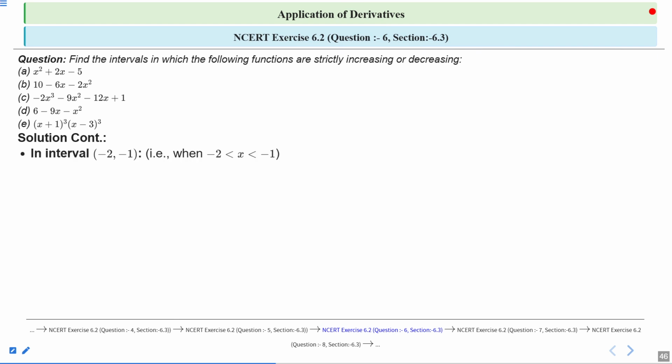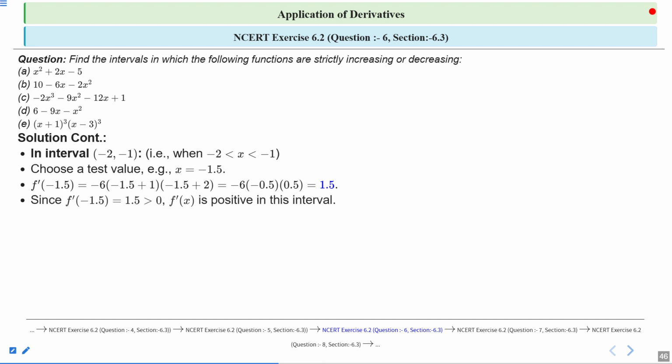Now in the interval -2 to -1, that is when x is between -2 and -1, choose a test value, for example x = -1.5. So f'(-1.5) will be equal to -6 × (-1.5 + 1) × (-1.5 + 2), which is equal to -6 × -0.5 × 0.5, which is equal to 1.5, right? Since f'(-1.5) = 1.5, which is greater than 0, hence f'(x) is positive in this interval. Therefore, f is strictly increasing in the interval -2 to -1, right?